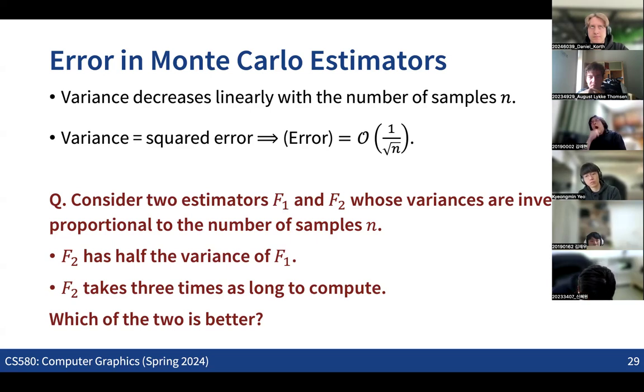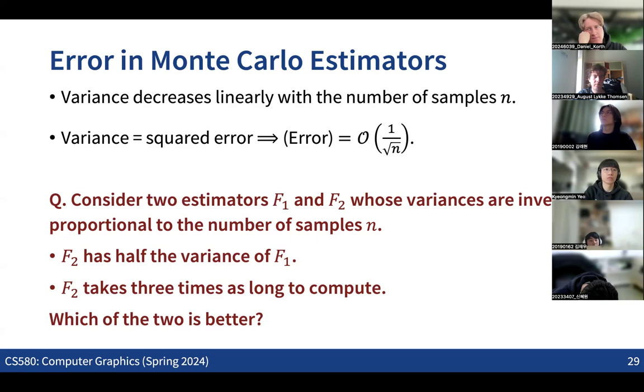So let's think about two types of estimators, one is F1 and the other one is F2. Those are also Monte Carlo style estimators, in that their variances are inversely proportional to the number of samples. But the thing is, let's say the variance of the second estimator is half the variance of the first estimator, while the second estimator takes 3 times longer to compute each sample. Then in terms of the efficiency of the estimator, in terms of getting close to the true value with the samples, which one is better?